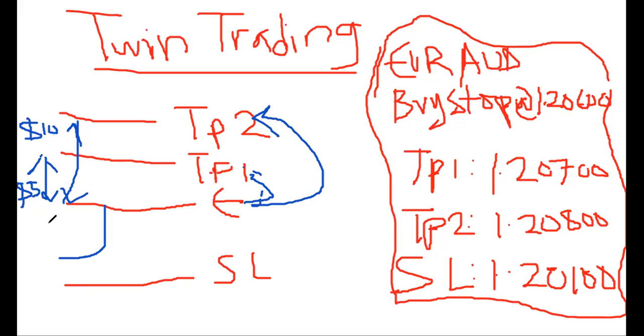Now, immediately this trade comes here and hits the entry point, guess what? You are automatically in the market. Now it goes further and hits TP1. Once it hits TP1, you have $5 registered in your profit margin.